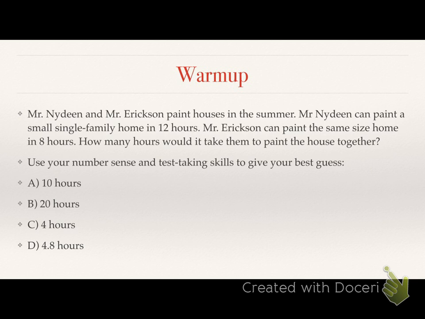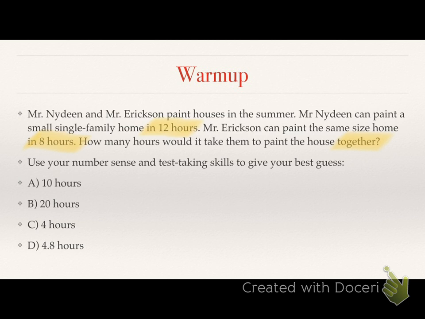Mr. Nydeen and Mr. Erickson paint houses in the summer. Mr. Nydeen can paint a single-family home in 12 hours. Mr. Erickson can paint the same size home in 8 hours. We want to figure out how long it takes them to paint the house together. Okay, and I did use this as a warm-up in class. That's why you see warm-up on the top. But let's now talk about how to solve this by writing a rational equation.